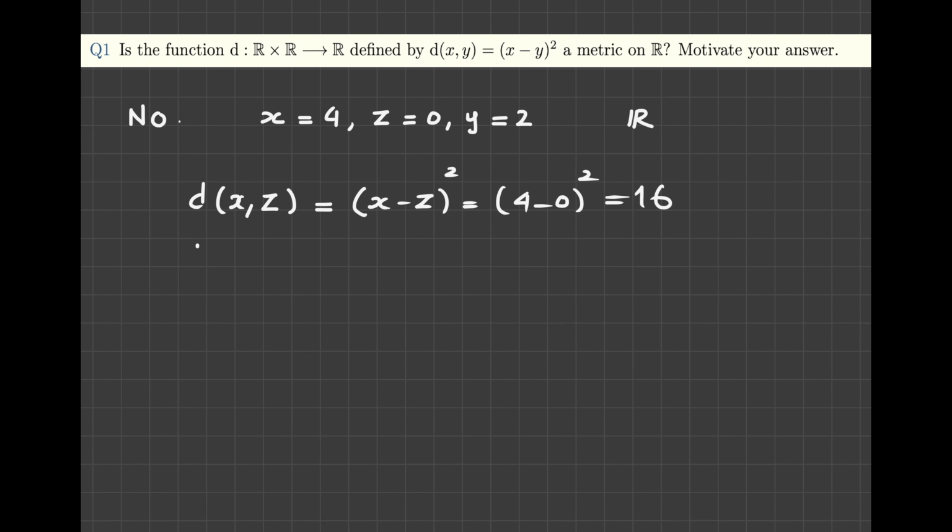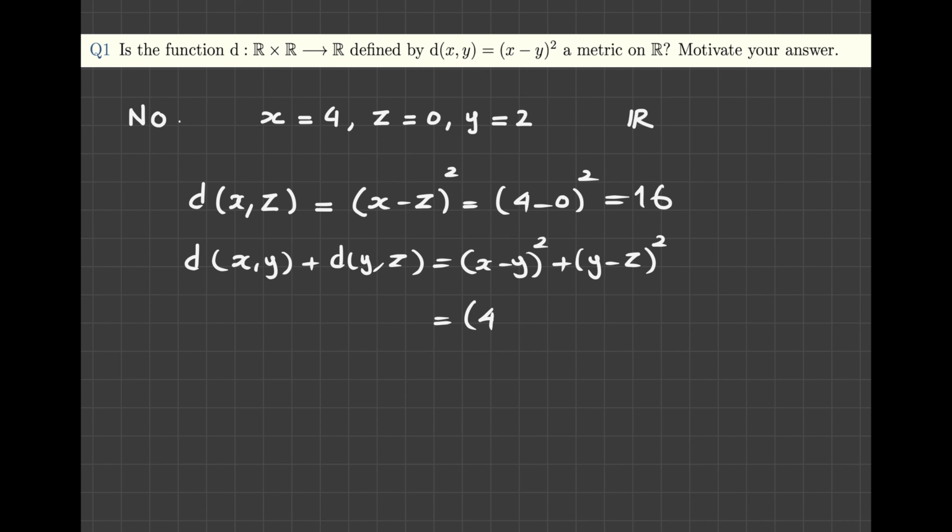But if I calculate d(x, y) plus d(y, z), the first one is (x minus y) squared, and the second one is (y minus z) squared. With the choices of x, y, and z, the first one can be written as (4 minus 2) squared, and the second one as (2 minus 0) squared. So the first one becomes simply 4. The second one also becomes 4, and the final answer is 8.